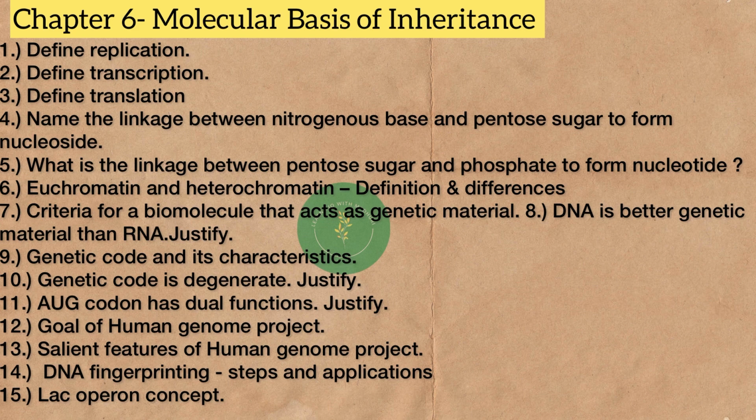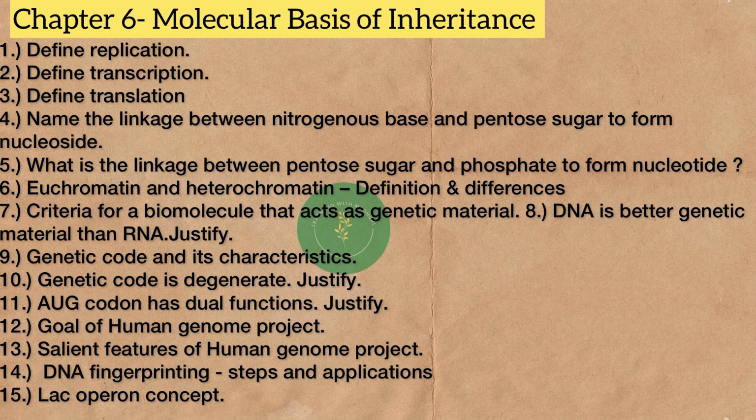Terms like replication, transcription, translation. Also name the linkage between nitrogenous base and pentose sugar to form nucleoside. What is the linkage between pentose sugar and phosphate to form nucleotide? Difference between euchromatin and heterochromatin. Criteria for a biomolecule that acts as a genetic material, or DNA is better genetic material than RNA, justify.